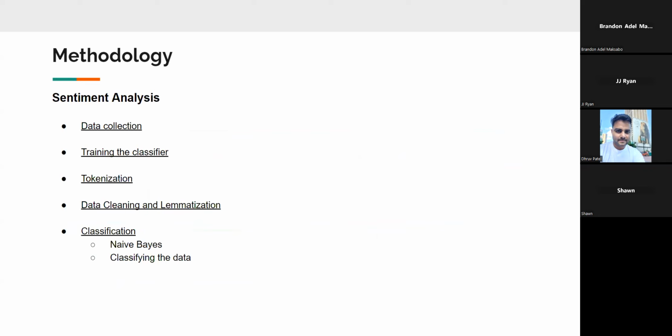Thank you, Brandon. So we went through various phases to get through our data analysis in this project. We chose sentiment analysis, looking at trends in public opinion as hack data was released to the public by the victim companies. We went through a number of steps. First, we started with data collection. As Brandon said, we are going to be scraping the data from Twitter. We went through training a classifier, tokenization, data cleaning and lemmatization, and finally we classified each tweet as positive or negative using a naive Bayes classifier.